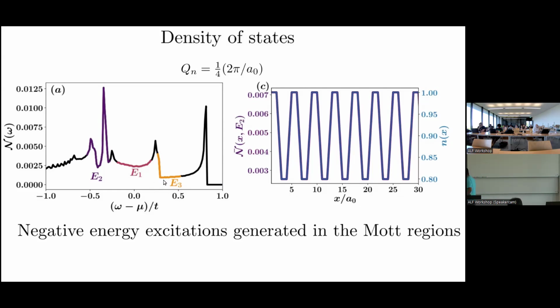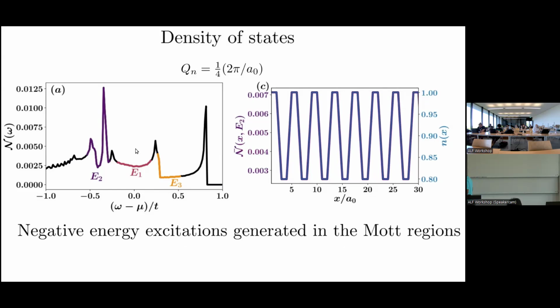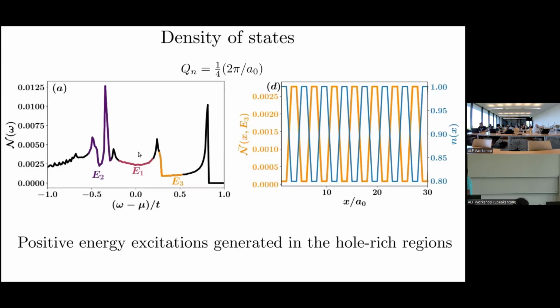Next, I will plot the spatial profile of the local density of states at these energies. What we see is that the low energy excitations are always at the hole rich regions. Wherever the regions have holes, this has a strong peak, and wherever this is Mott, this is going down. This is expected. But if I look now at the E2 excitations where you see the peaks, they are exactly at the Mott region. So these peaks are coming from the Mott regions, and for the positive energies you don't see it because to make it doubly occupied you have to pay a lot of price to generate an excitation on the Mott region.